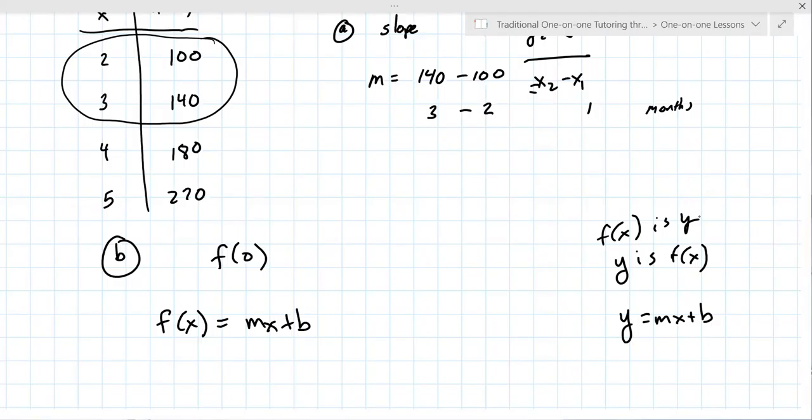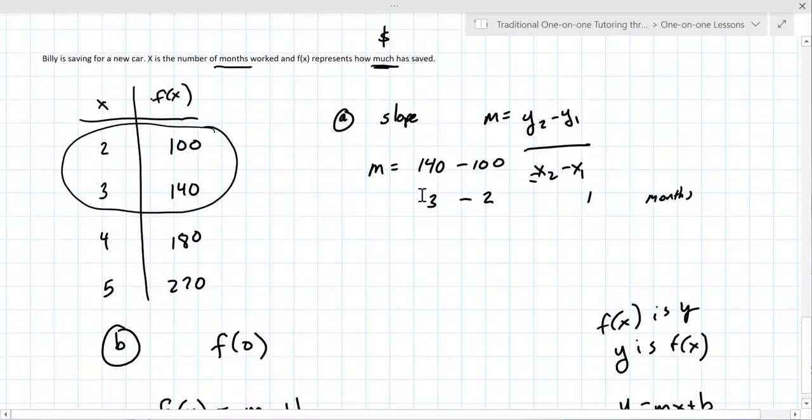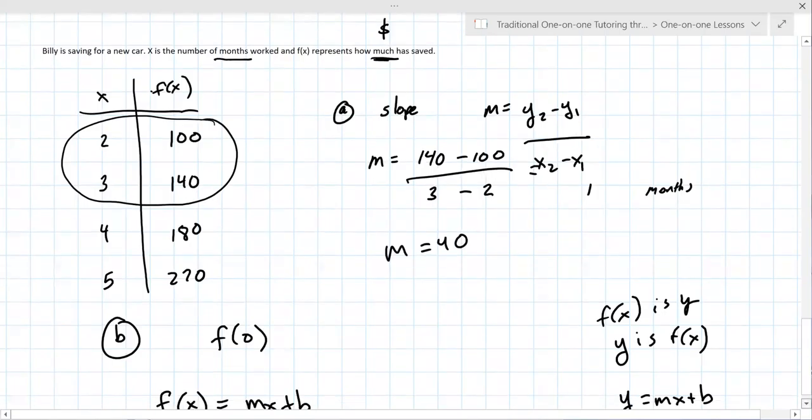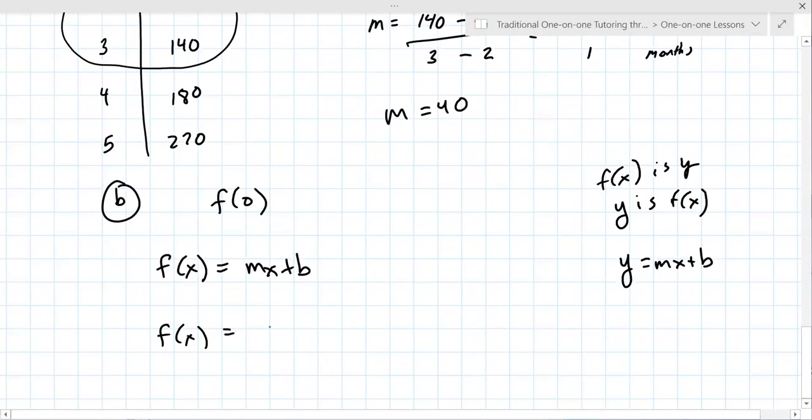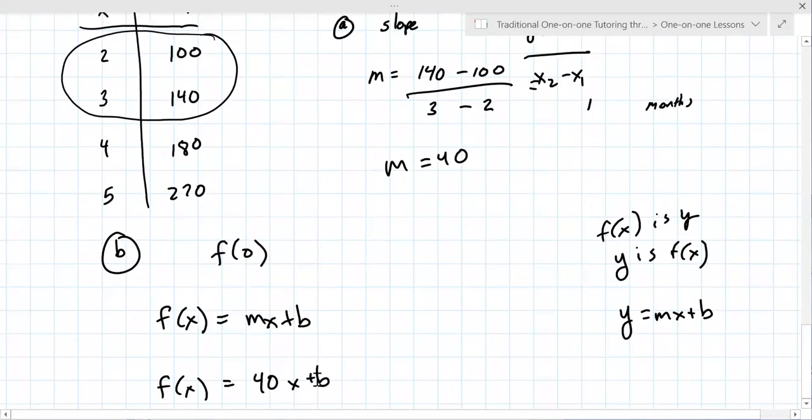All right. So now you have the slope. We found that the slope was, sorry, 40. Slope was 40. So in your problem, f of x equals 40x plus b. To find b, you need an x and an f of x, or an x and a y. You follow that? You want b. You can use any point you want, but there's better choices, right?